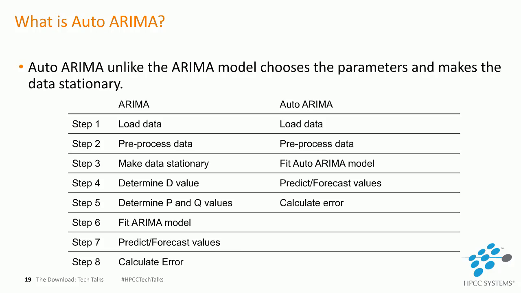AutoARIMA eliminates these steps from ARIMA for us. As you can see in the chart, AutoARIMA takes out steps 3 to 6 from the ARIMA model steps. AutoARIMA basically does a parameter sweep and calculates the accuracy for each set of parameters. With these accuracy metrics, AutoARIMA takes the most accurate model and saves it.